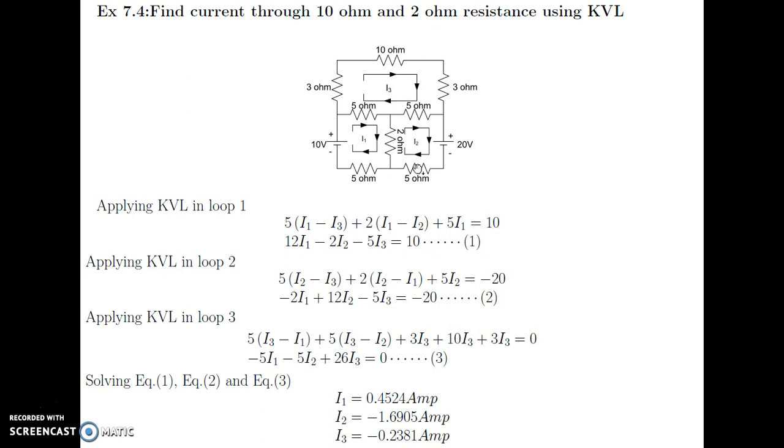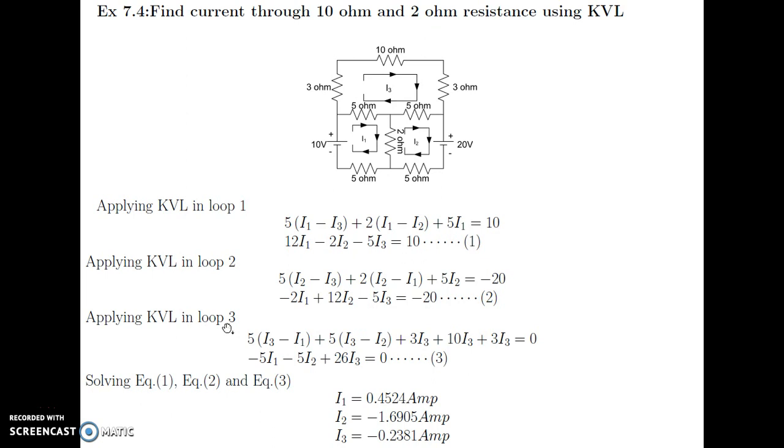Applying KVL in loop 2, again we write the equation directly. I1 is shared with I2, and they are in opposite directions, so it is minus 2 I1. I2 flows through all, that is 5 plus 2 plus 5, which is plus 12 I2. This 5 ohm is shared with the third loop, so minus 5 I3, because I2 is in this direction and I3 is in the opposite direction. It is equal to minus 20, because we start with the minus terminal and reach the plus terminal.